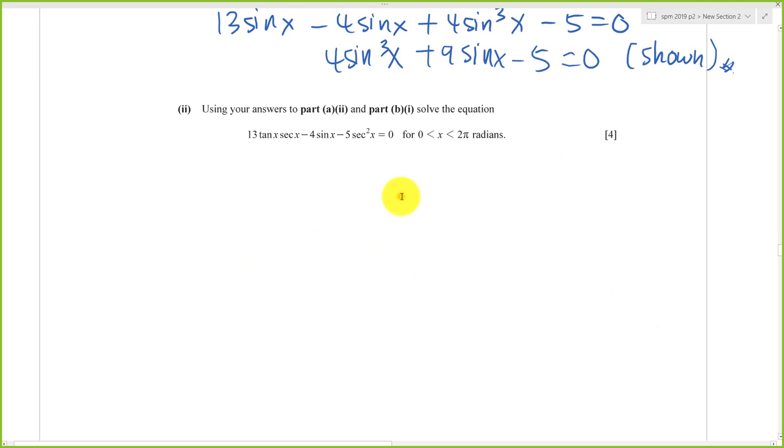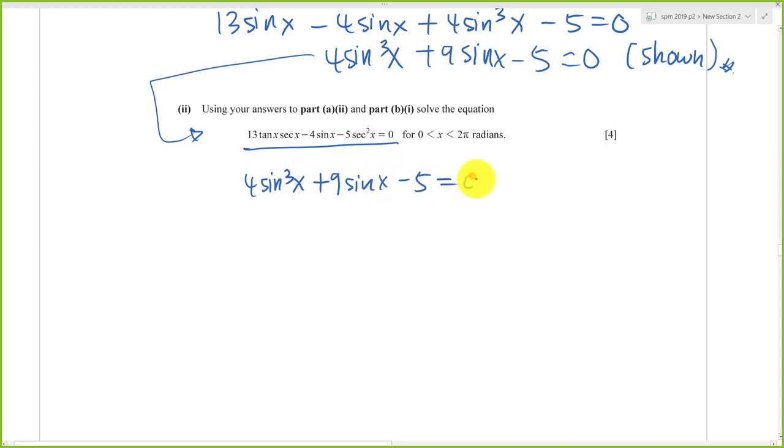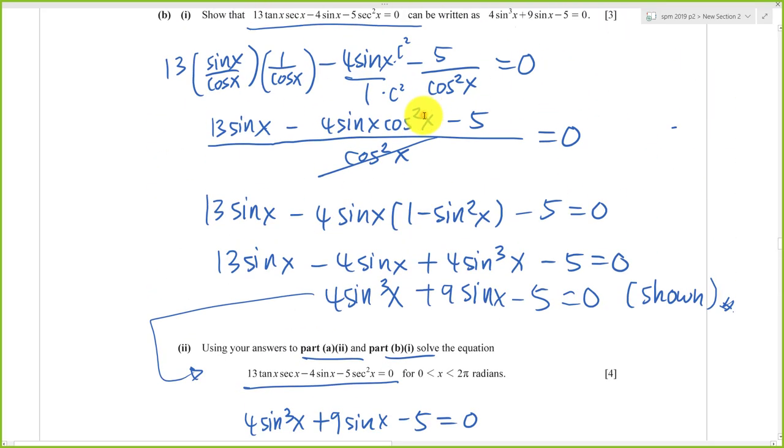Okay, so you realize this one can change into this, right? Which is 4 sine cubed x plus 9 sine x minus 5 equals 0. So you're not going to redo the whole thing again. This is the purpose. They ask you to use the answer on part A part 2 and B part 1. Why need to use the A part 2? This is B part 1, right?